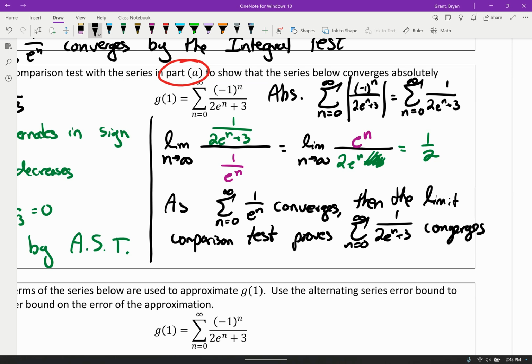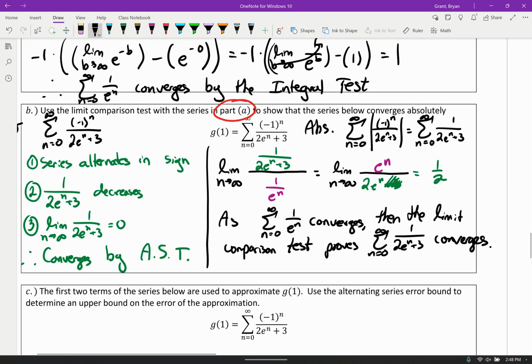But wait, we're not done yet. I spelled converges wrong. That's not the reason why we're not done, though. We're not done yet because we didn't answer the question. It said, show that the series below converges absolutely. You showed the original series converges. You showed the absolute value converges. But what's our conclusion here?